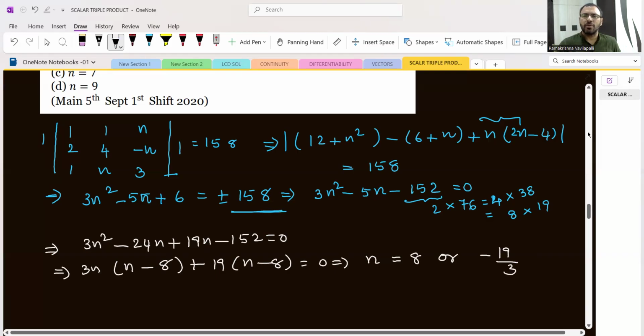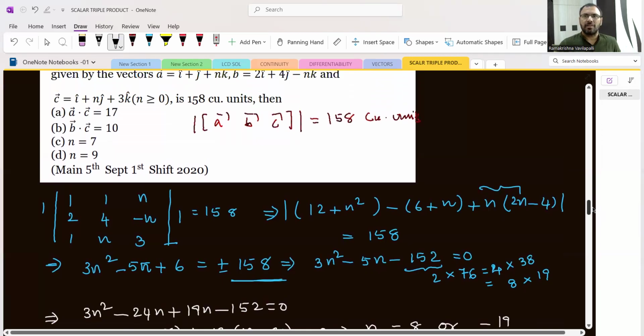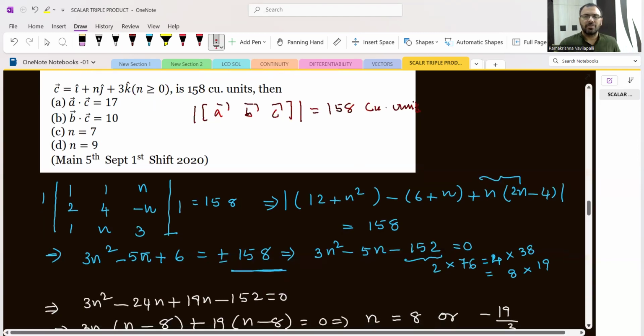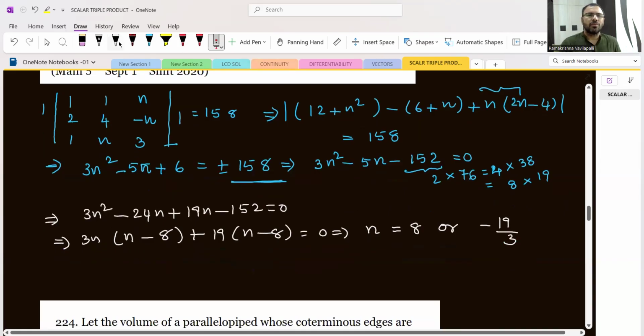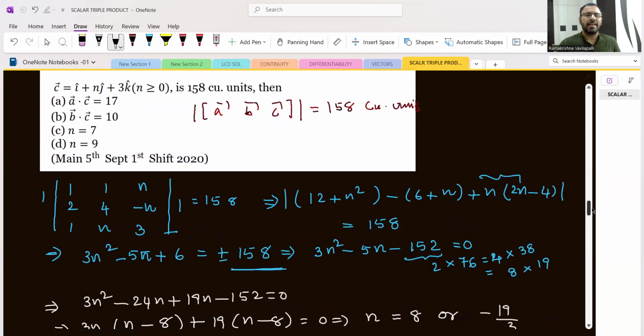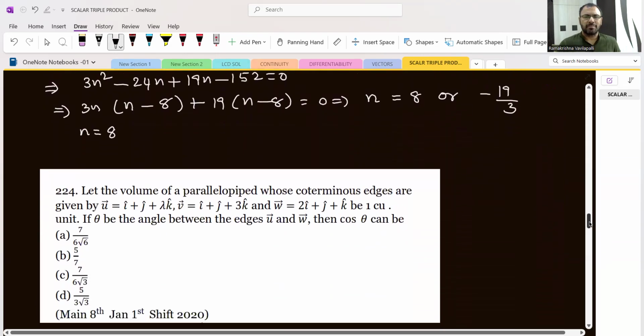Once again, have a look at the question whether they have given any n is greater than or equal to 0. Here you see that n is greater than or equal to 0. So now, therefore, we have that n is equal to 8. Of that, whatever you want to find out, you can find out a bar dot c bar, b bar dot c bar, like that, right? Anyway, n is equal to 7 and 9 are not at all true. So you need to find out a bar dot c bar and b bar dot c bar.